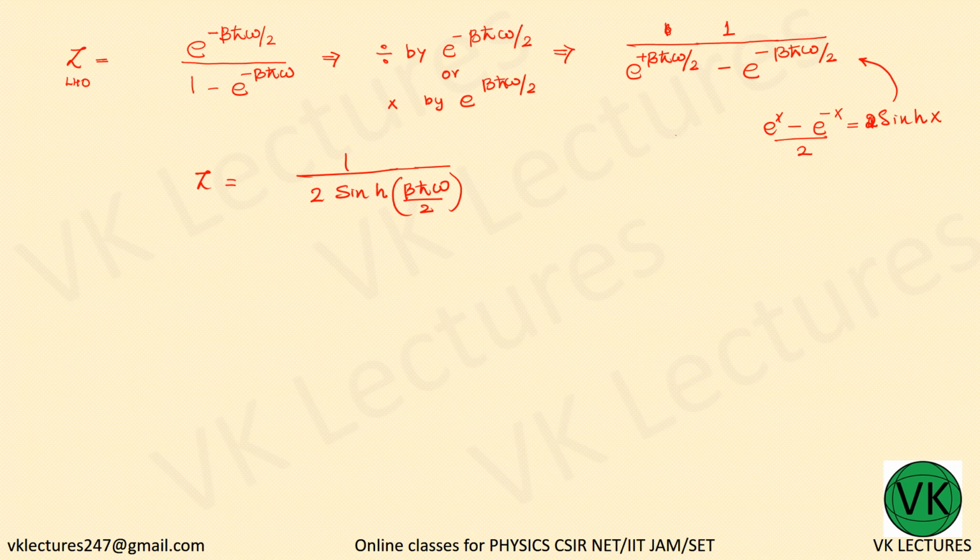So there are two forms of the partition function for the linear harmonic oscillator. One is e to the power minus beta h cross omega by 2 divided by 1 minus e to the power minus beta h cross omega, or Z is equal to 1 by 2 sine hyperbolic beta h cross omega by 2.